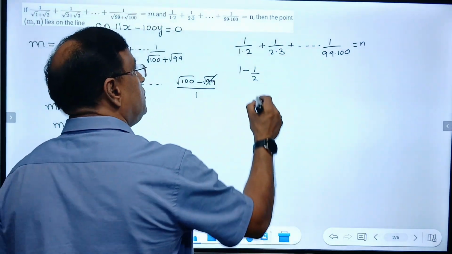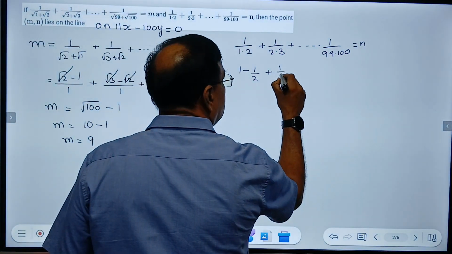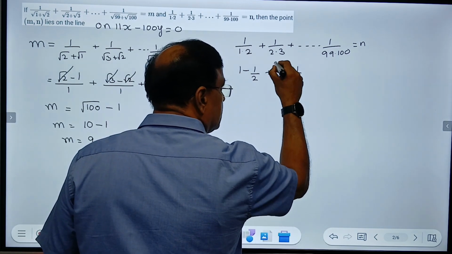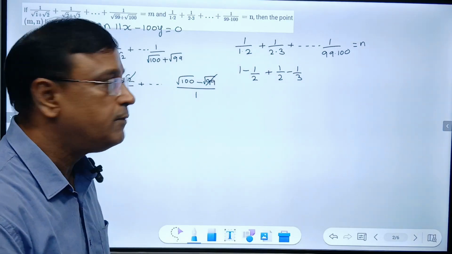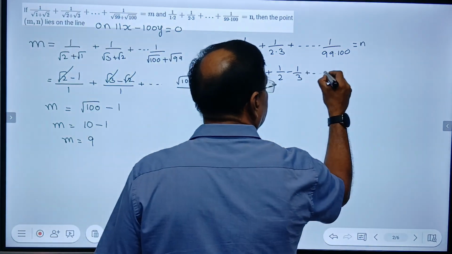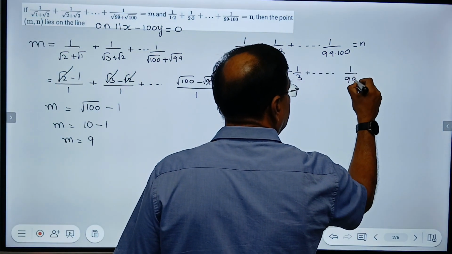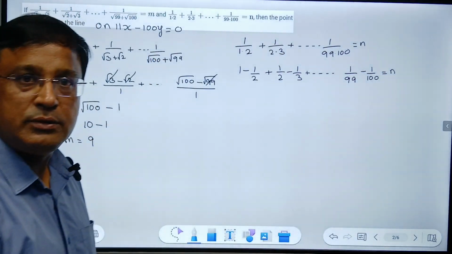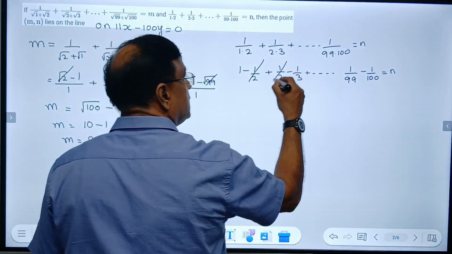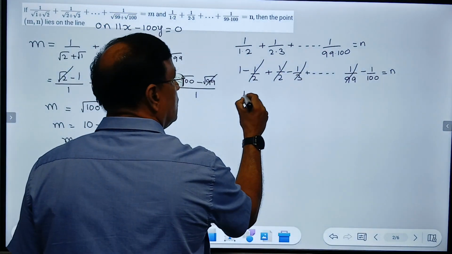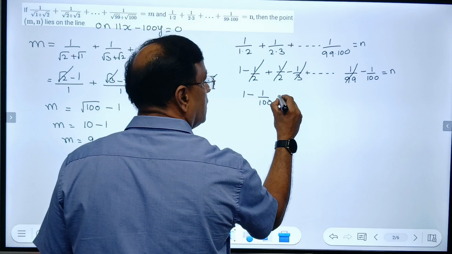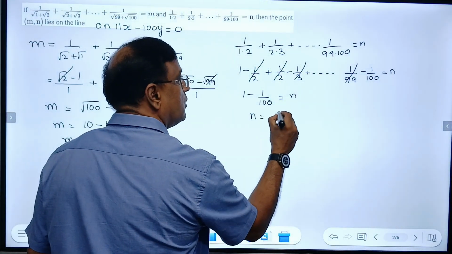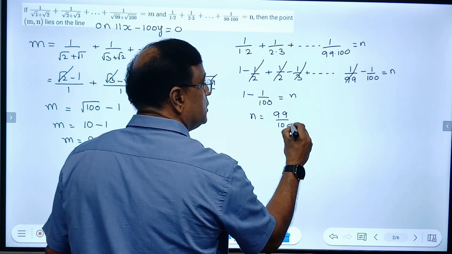So what is 1 by 2 into 3? 1 by 2 minus 1 by 3. Take LCM and see. LCM is 2 into 3. 3 minus 2 is 1. Perfect. Now, and so on. If you repeat this process, this will become 1 by 99 minus 1 by 100, which is n. Simple, isn't it? Now everything gets cancelled except 1 minus 1 by 100. So n is what? 99 by 100.